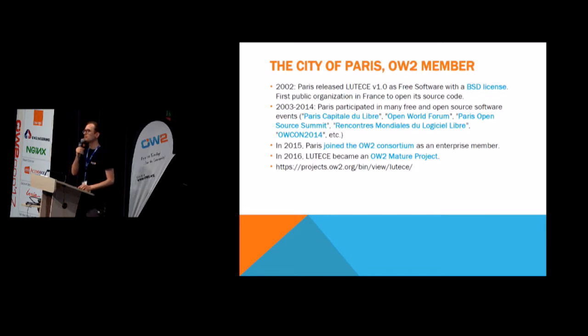Okay, first, let's start with a bit of history. The Lutece project started in 2002, 15 years ago, when the city of Paris needed software to run the 20 websites for its 20 districts, and it needed publishing software. And the software that was made to answer this need was released as free software with a BSD license in 2002.